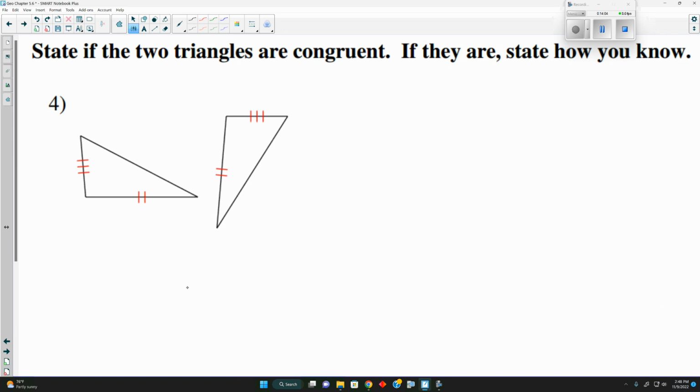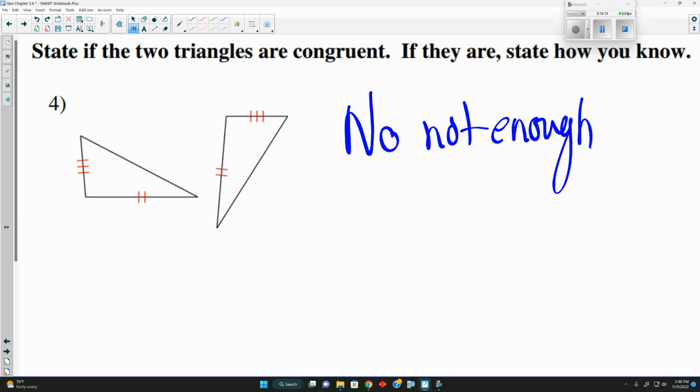So can we say these two are congruent? Because we do have two sides are congruent, yes? Are the two triangles connected to each other at all? No. So we can't do vertical angles. We can't say the third sides are congruent. We have no other piece of information, so yeah, we can't prove it. It could be, but we can't say that they are.